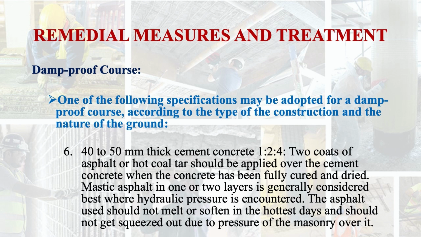40 to 50 mm thick cement concrete, which is having the proportion of 1:2:4, two coats of asphalt or hot coal tar should be applied over the cement concrete when the concrete has been fully cured and dried. Mastic asphalt in one or two layers is generally considered best where hydraulic pressure is encountered. The asphalt used should not melt or soften in hottest days and should not get squeezed out due to pressure of the masonry over it.